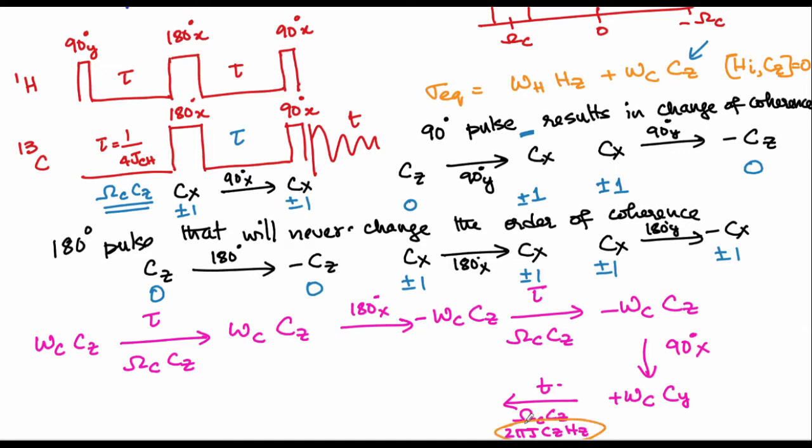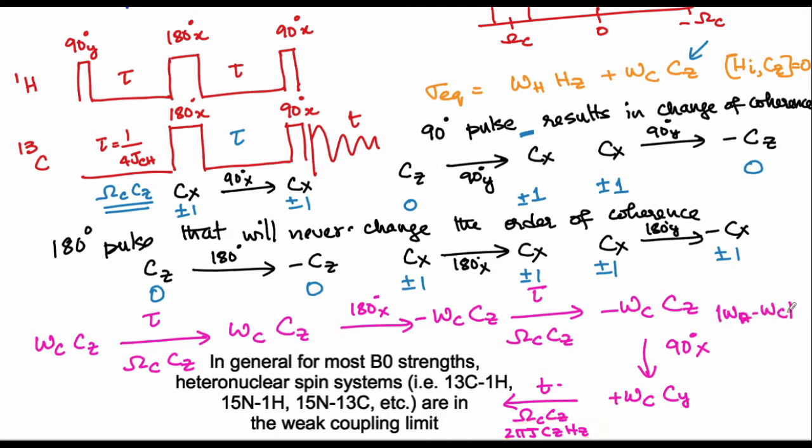I am still using the weak coupling approximation, largely because you are able to understand omega h minus omega c, which is, let's say, for a 400 megahertz, 400 minus 100 megahertz on carbon is going to be 300 megahertz, and the magnitude of 1JCH is at best 200 hertz. So you're able to see that the chemical shift difference between proton and carbon is much greater than the J coupling evolution, which allows us to use the weak coupling approximation.